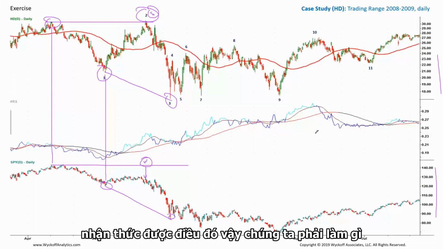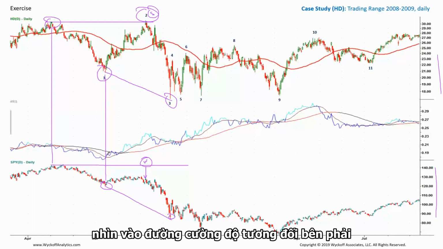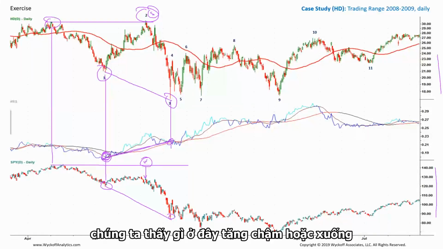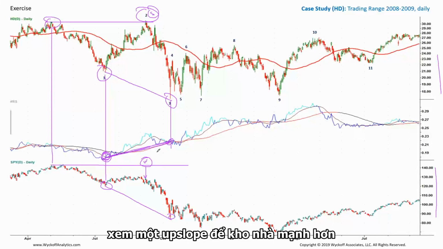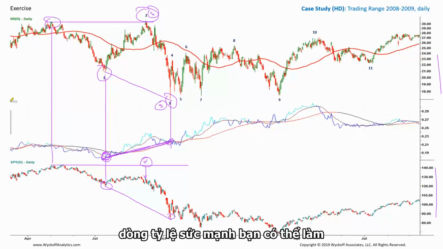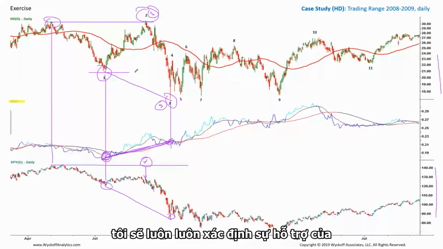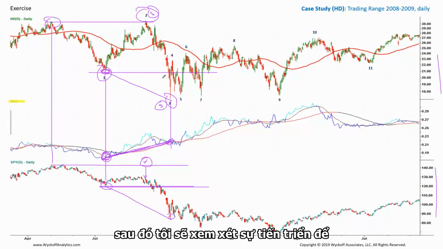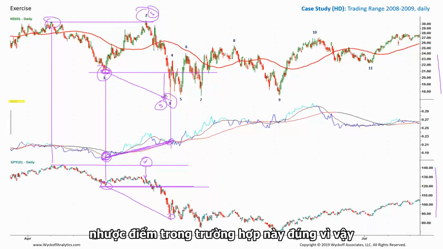So what do we do? We look at the relative strength line, right? So here is this low, and here is the low at point number 3. What do we see here? An upslope or downslope? We see an upslope, so Home Depot is stronger. Home Depot is stronger at point number 3. If you are not using the relative strength ratio line, you could do a different trick here. I would always define the support or the resistance at the previous significant point for both the stock and the market. And then I would look at the progression to the downside in this case, right?